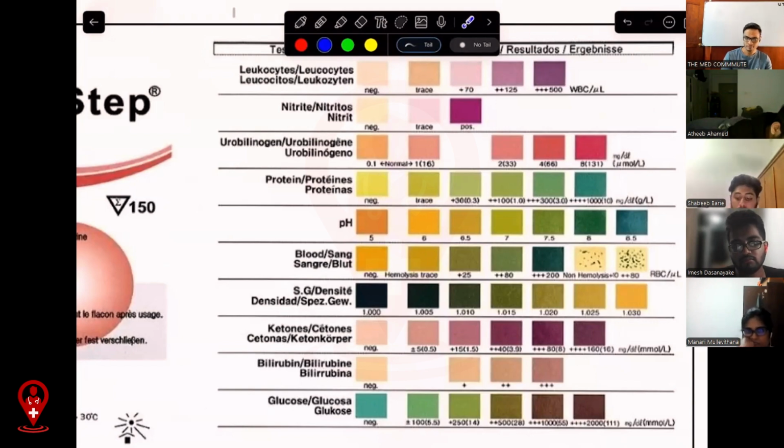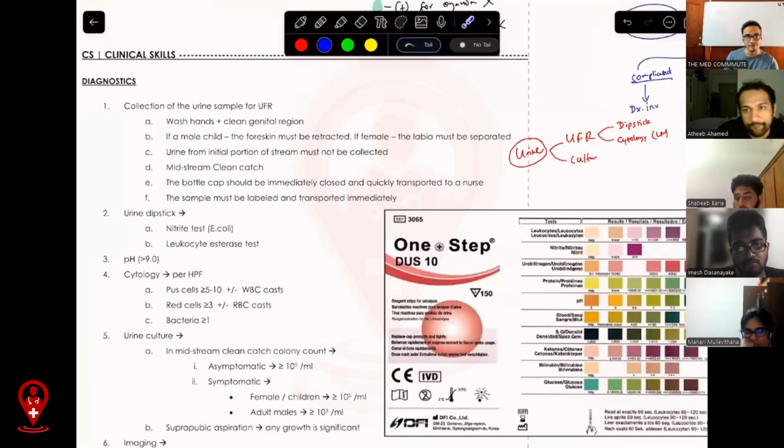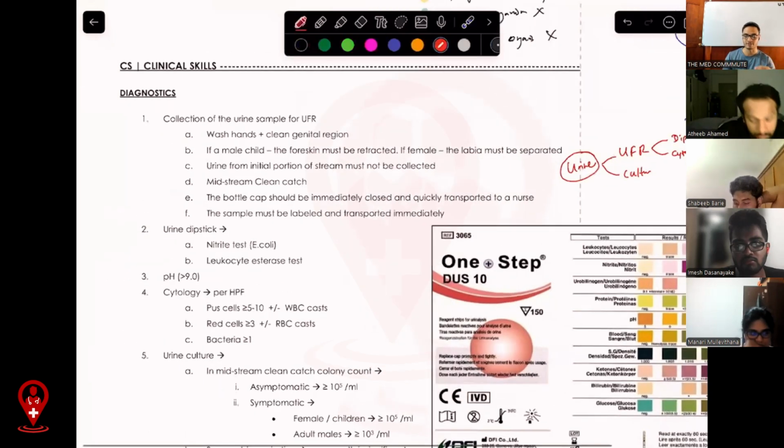Okay. Now look at this. Before we do this urine investigation, what should we first do? First, we should collect the sample. How are we going to collect the sample, guys? For this, there are some advices we need to give the patient. The first thing is wash the hands, and clean the genital region.